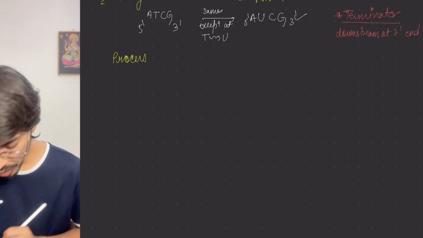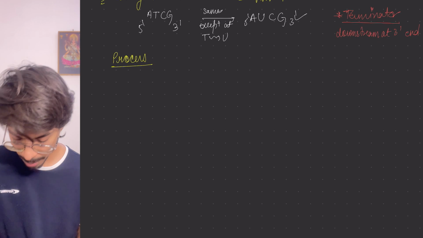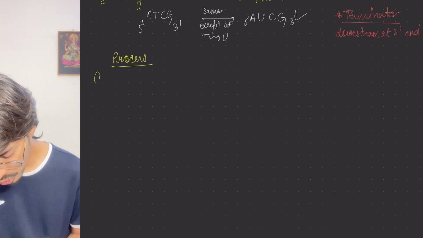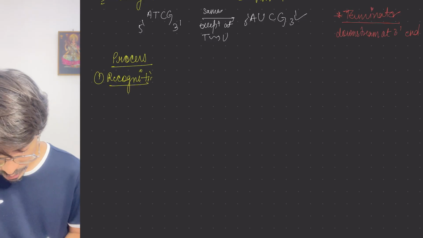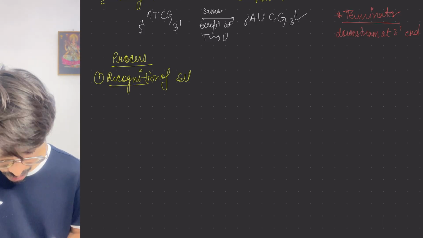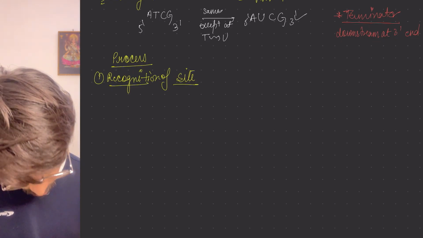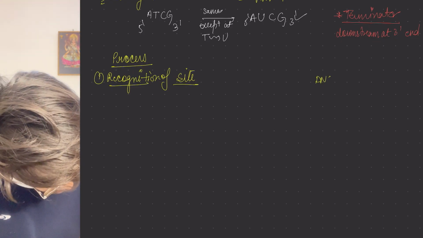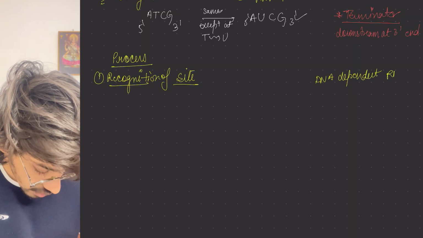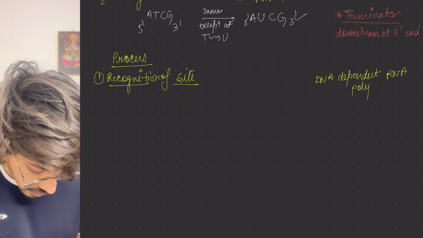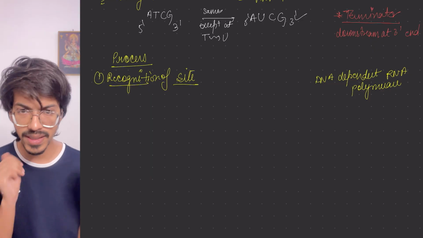So first of all, what will happen? Your promoter will come and join. So if the promoter has to come, it has to recognize the site. So this site will be recognized with the help of an enzyme. The name of the enzyme is DNA dependent RNA polymerase. It has a dual function: it helps in the polymerase process and also in recognizing.